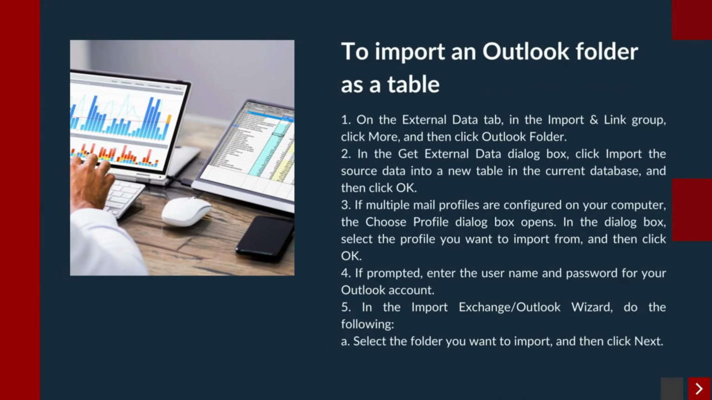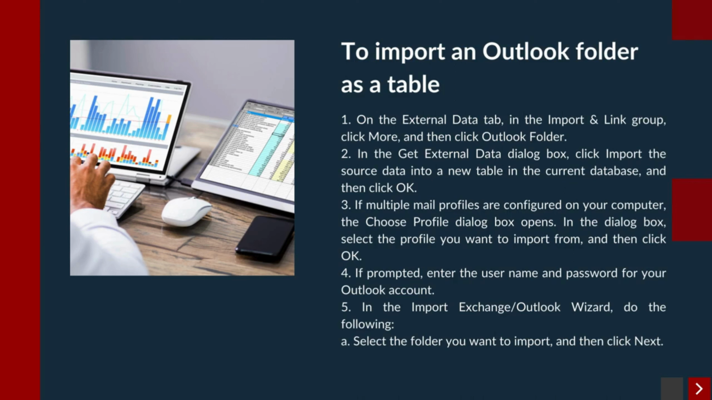1. On the External Data tab, in the Import and Link group, click More, and then click Outlook folder. 2. In the Get External Data dialog box, click Import the source data into a new table in the current database, and then click OK. 3. If multiple mail profiles are configured on your computer, the Choose Profile dialog box opens. In the dialog box, select the profile you want to import from, and then click OK. 4. If prompted, enter the username and password for your Outlook account.